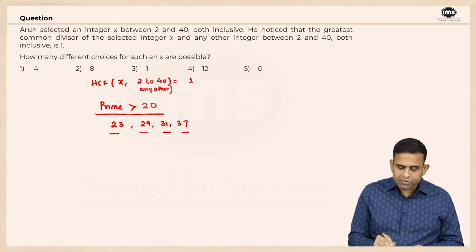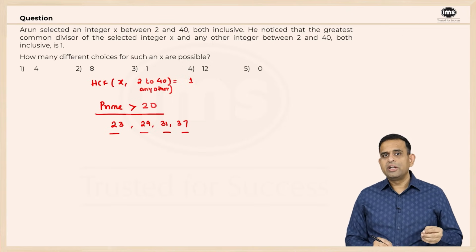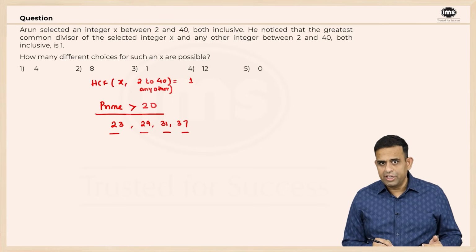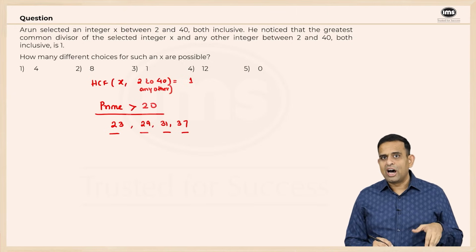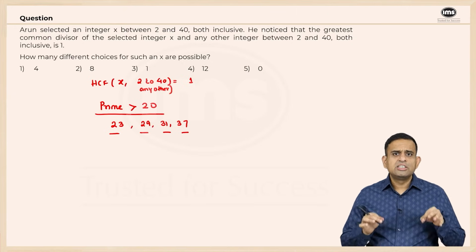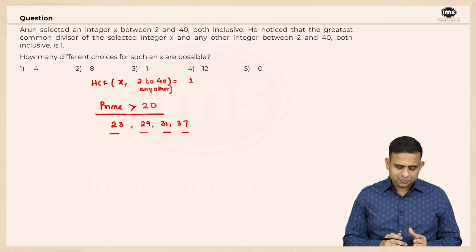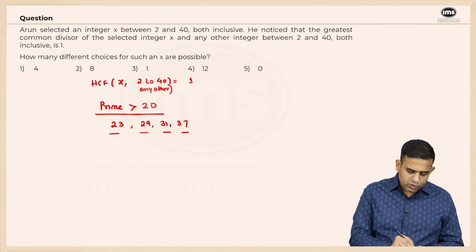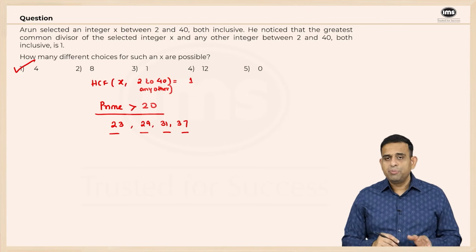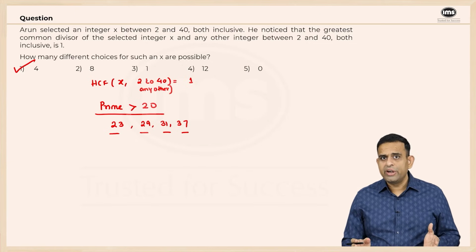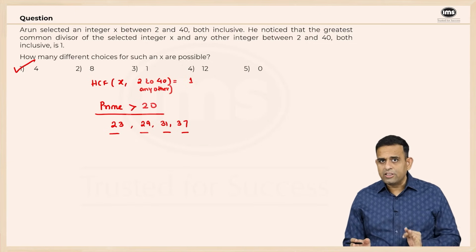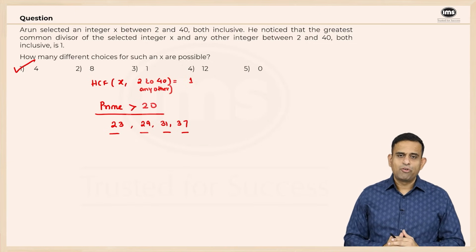These are the only 4 prime numbers between 2 and 40 which are more than half of the number 40, and which don't have any multiple in the interval 2 to 40. That's why for this particular question, the required answer is 4 values: 23, 29, 31, 37. Hence option number 1 is the answer for this question.